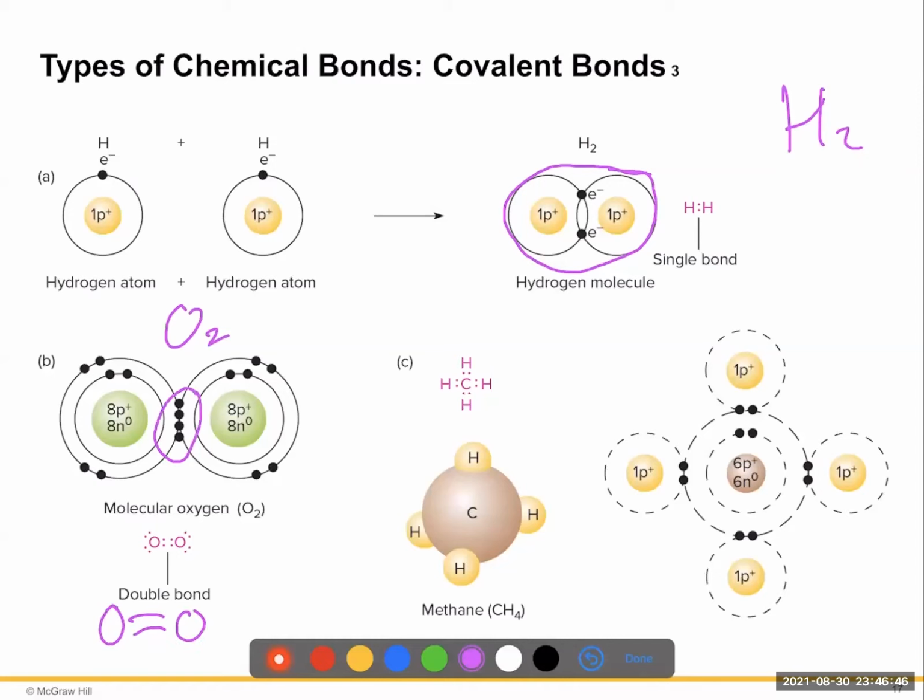Remember Lewis structures? Carbon has 4 valence electrons, so it can make 4 bonds. It can bond to hydrogen 4 times, and you have methane gas, which is CH4.